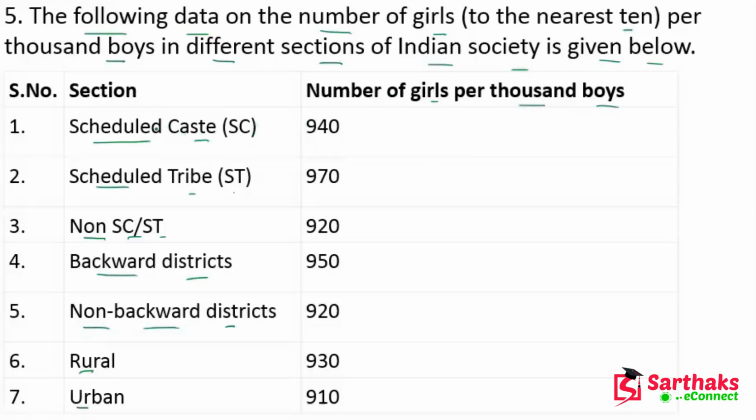In the scheduled caste section, there are 940 girls per thousand boys. In ST there are 970. In non-SC ST there are 920. In backward districts there are 950. There are 920 in non-backward districts. In rural there are 930, and in urban there are 910. Now we have to represent this tabular form graphically.